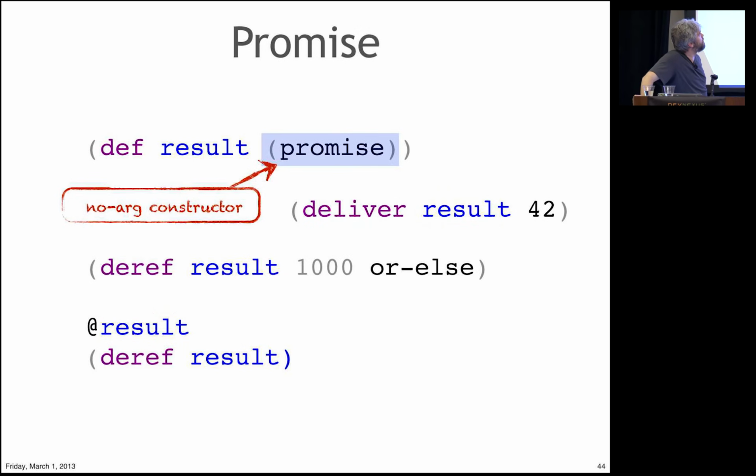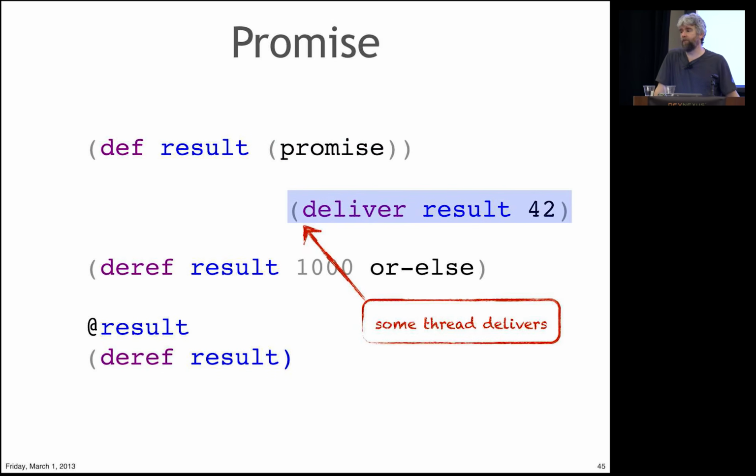So the final one is promise. A promise takes a no-argument constructor. You're not setting up any work to be done later. You're promising that somebody else will do the work later. So that just creates a reference, again stored in the var named result, and then at some point in the future, somebody had better deliver the result. Deliver will work only once, and subsequent calls to deliver will just silently return nil. Right? So you can have code that speculatively tries to deliver, and whoever gets there first can win.